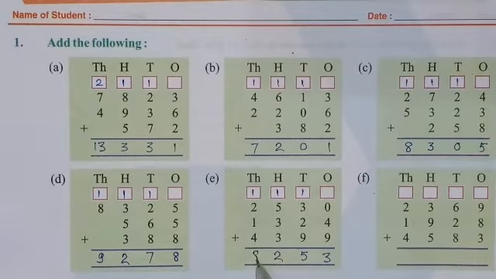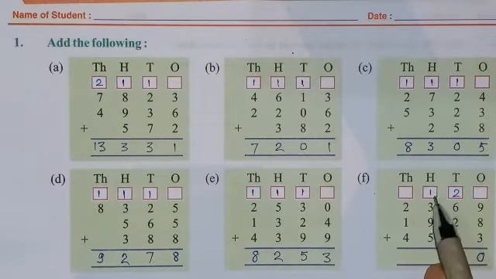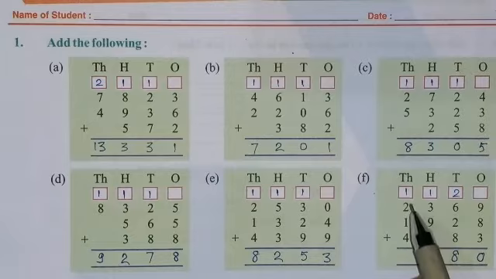4 and 4, 8. See the next question, 9 and 8, 17, 17 and 3, 20, 0, carry over 2, 2 and 6, 8, 8 and 2, 10, 10 and 8, 18, 8, carry over 1, 1 and 3, 4, 4 and 9, 13, 13 and 5, 18, 8, carry over 1, 1 and 2, 3, 3 and 1, 4, 4 and 4, 8. Okay students, so question first is done.